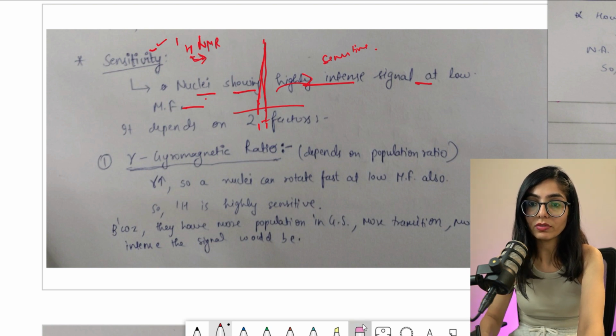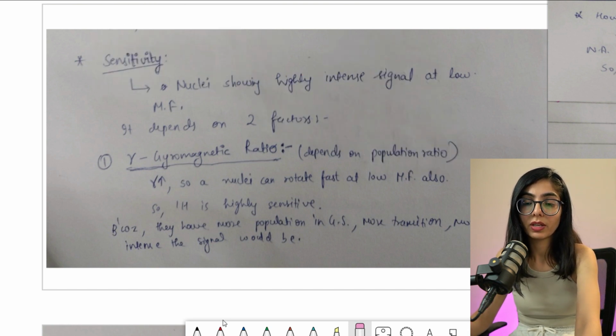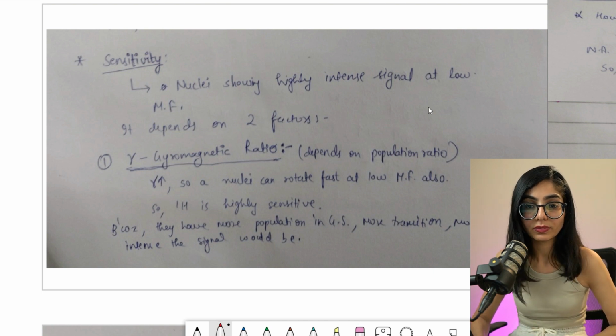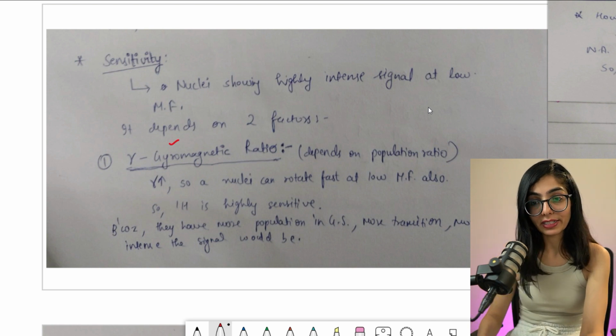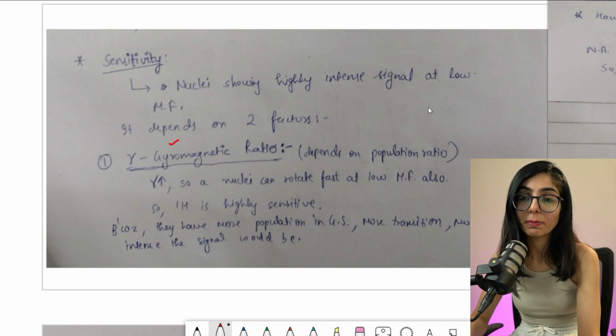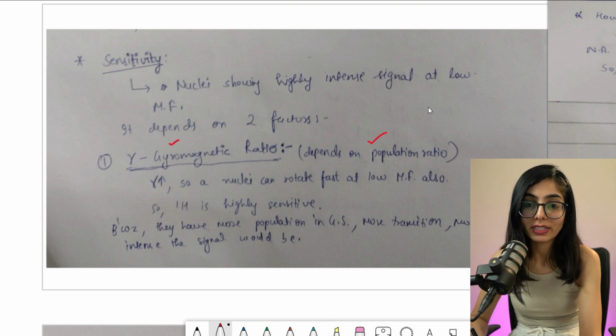Just hold on. Let me just rub this. Yeah. So this is gamma. It depends on two factors basically. First is this gamma, that is the gyromagnetic ratio. The gyromagnetic ratio depends on the population ratio. Remember that. If gamma, the gyromagnetic ratio, increases, then our nuclei can rotate fast at low magnetic field. That is the definition of sensitivity. So hydrogen is highly sensitive. Since gamma increases, sensitivity increases.